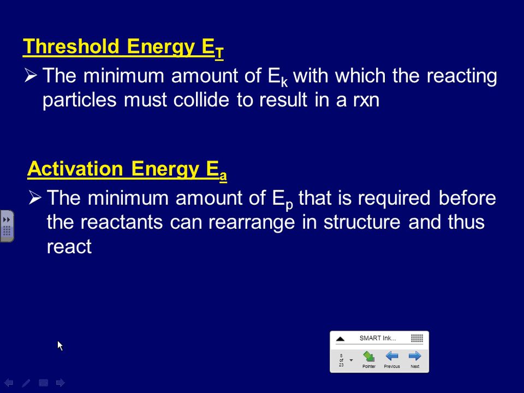So I've got a cart moving here. It runs into the other cart. If it's going fast enough that it'll successfully couple these two carts, then I would say it has the threshold energy. It has the minimum amount of kinetic energy needed to successfully make that happen.